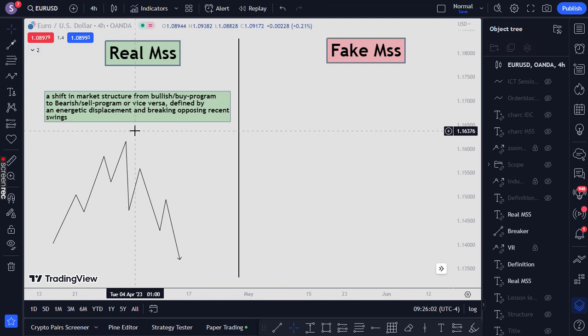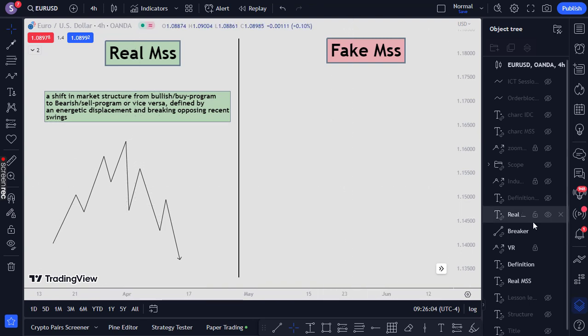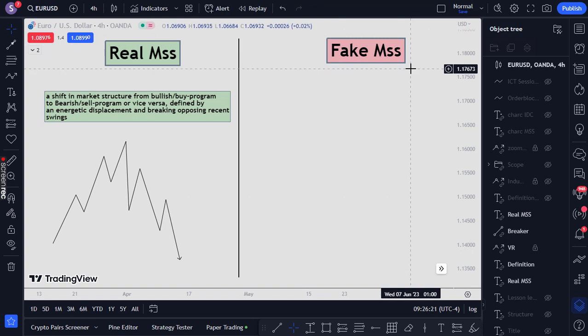Now let's talk about a fake market structure shift. By knowing the characteristics and the definition of a fake market structure shift, you will know exactly how to differentiate between them. So we all know this one, alright, guys? The real one, we all know it, but the fake one is what is mysterious.